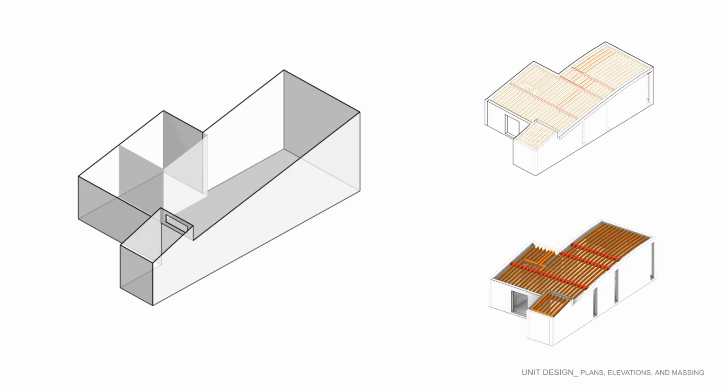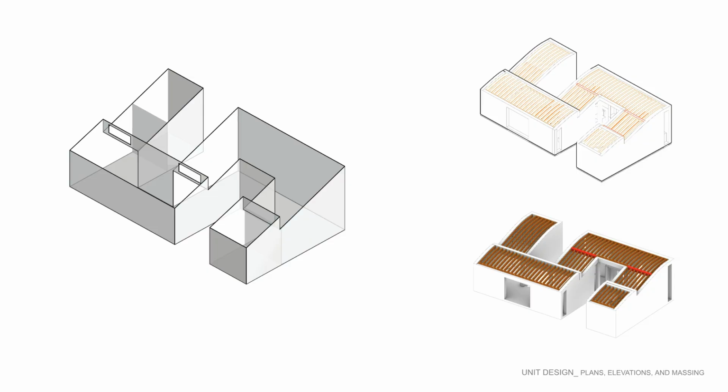Here we can see the development of the second unit and its overall roof line from a geometric one into one that's more curved and natural. And here would be our third unit.